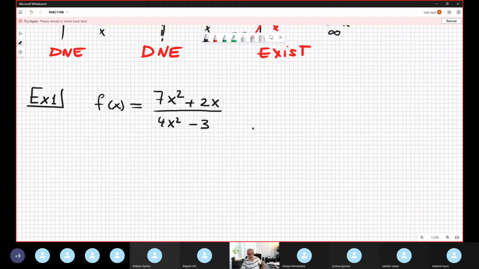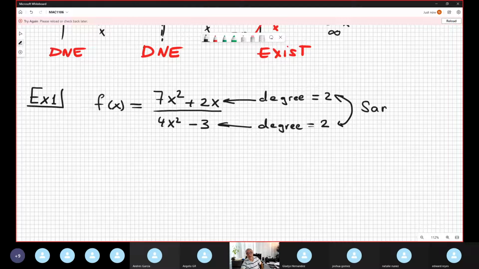Now this is important. For the horizontal, it's super important. The degree of the polynomial in the top and the degree of the polynomial in the bottom. And when you have the same degree, yes, we have, what? We have a horizontal asymptote. This is the clue to give me information. See, when there's the same degree, yes, we have.